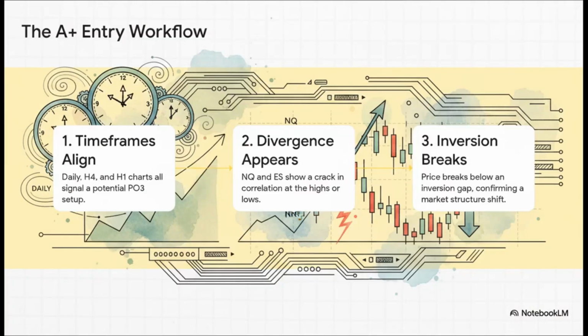Okay, so let's put it all together. This is your A-plus entry workflow. It's a 3-step process, and you need all 3, no exceptions. Number 1, the big picture time frames. Daily, 4-hour, 1-hour. They all have to be in alignment. Number 2, you need to see that divergence between the NQ and the ES. And number 3, price has to break a key inversion gap to confirm the reversal. If you don't have all 3, you sit on your hands. It's not the setup. Simple as that.